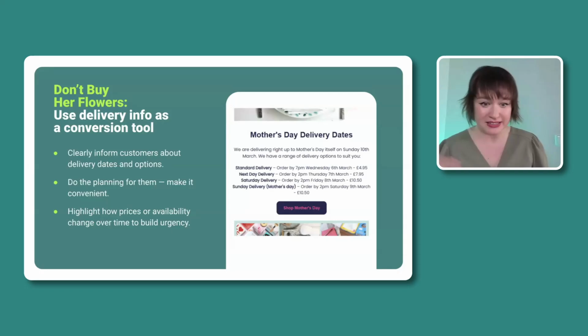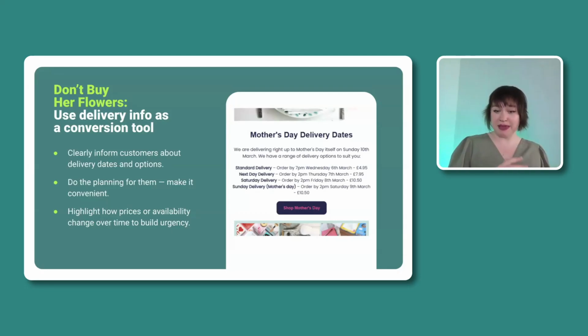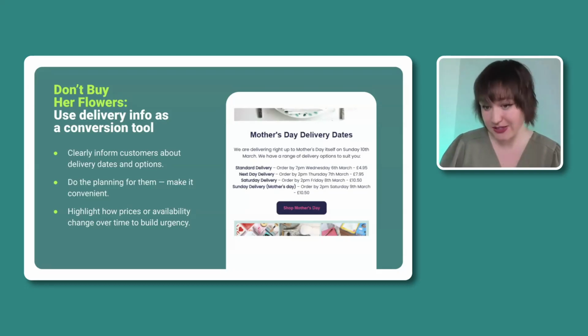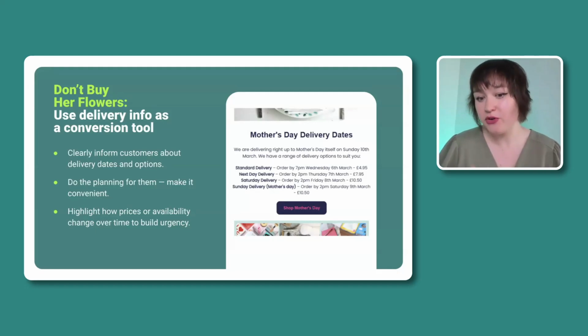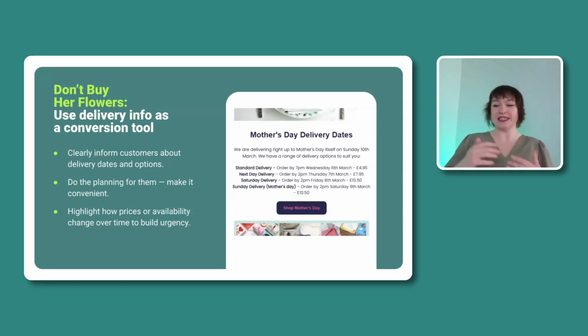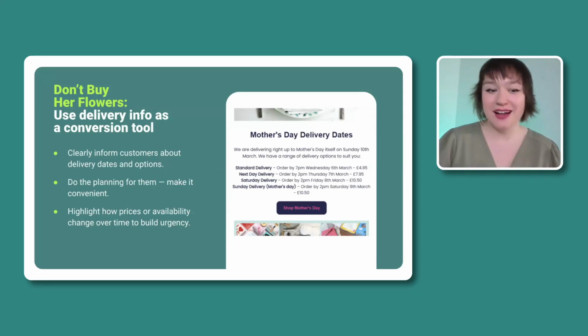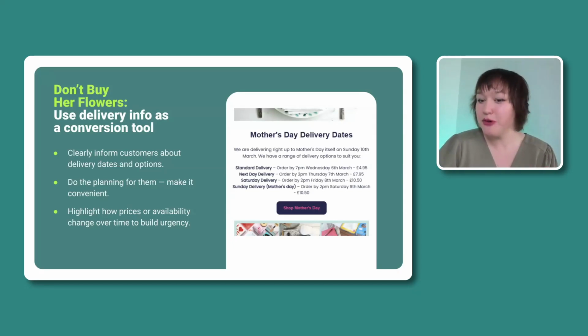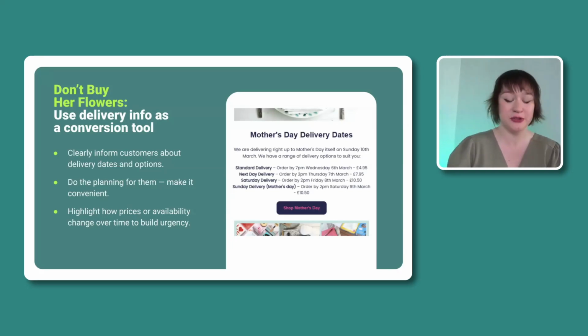You can see it there on the right. They did all the planning for them, making it convenient, right? So you don't need to calculate back and see what day it is. And then they highlighted how price or availability change over time to build urgency. So by seeing this, knowing, okay, I'll need to order that gift eventually, do I do it now or do I do it when it's more expensive? There's this very natural urge that's not pushy, and the customer makes the decision to do it maybe earlier.